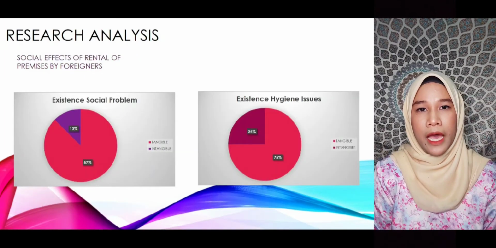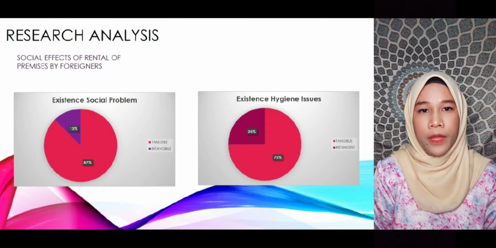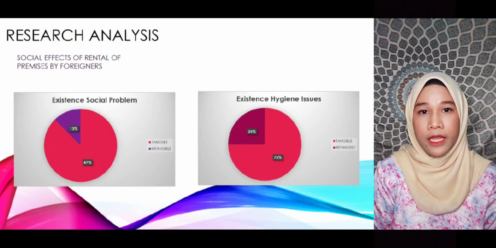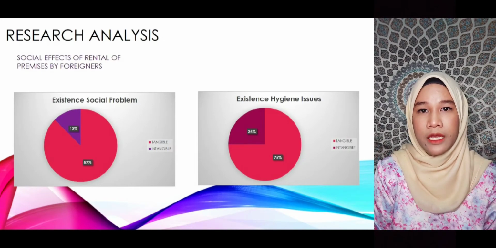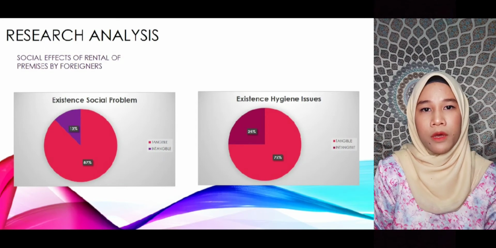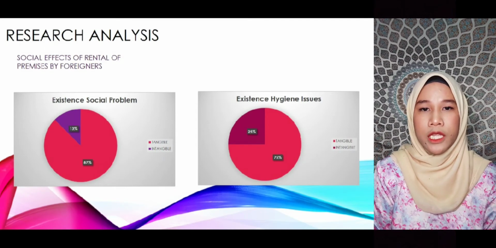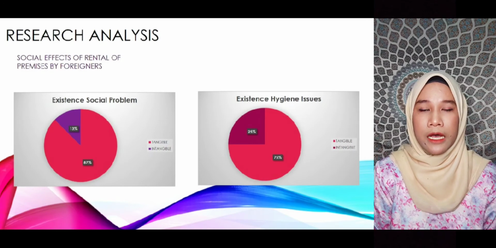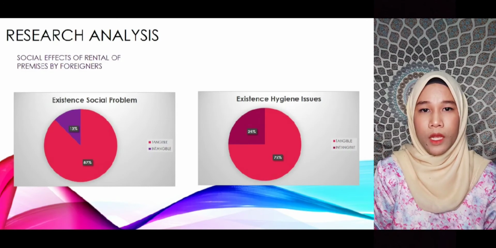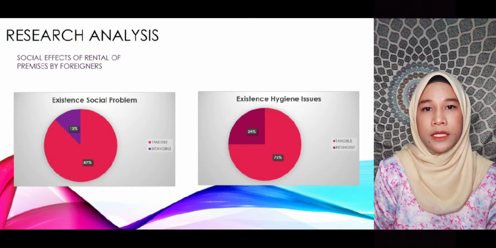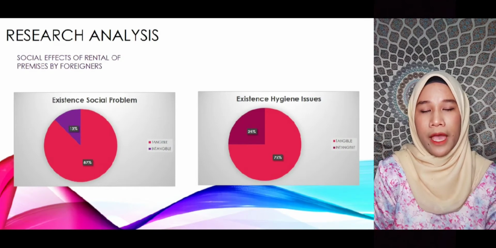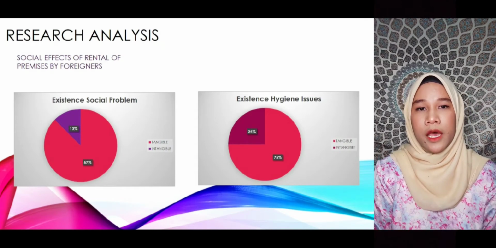Social effects of the rental of premises by foreigners. 87% agree that rental of premises by foreigners would increase social problems around the study area. 13% stated the problem was intangible because the number of premises was not too many. The next social impact is existing hygiene issues. 75% say the problem is tangible, and 25% say it is intangible.